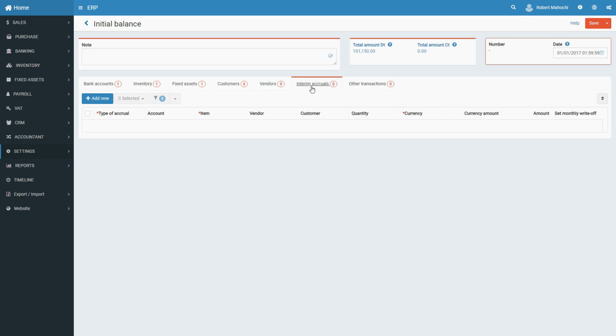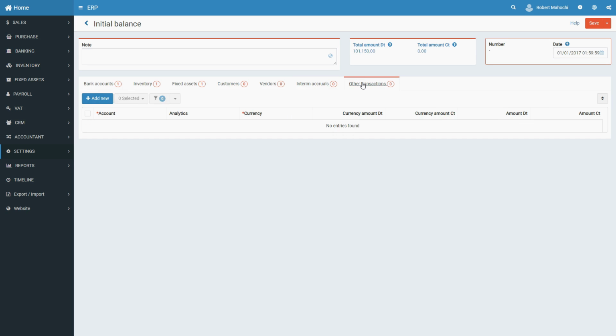Specify interim accruals for sales and purchase process that have not been finished yet. You can use it if, for example, you have shipped goods but haven't created an invoice for them yet, or the other way around. You have received an invoice but haven't received shipped goods yet.